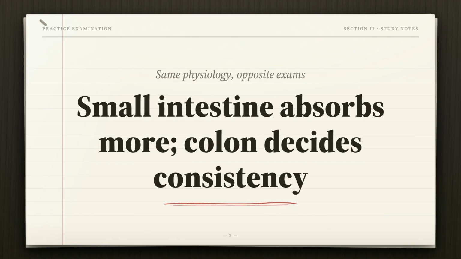Exam questions exploit this distinction deliberately. Ask which organ absorbs the greater volume of water, and the answer is the small intestine. Ask which organ's failure turns stool watery, and the answer is the colon.